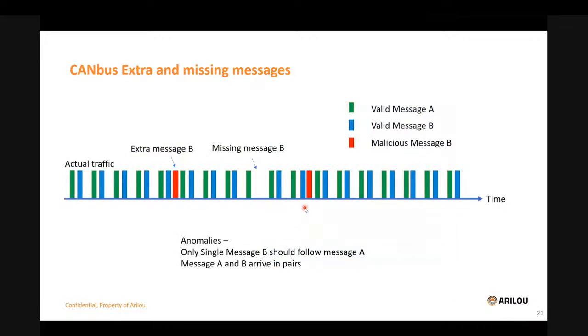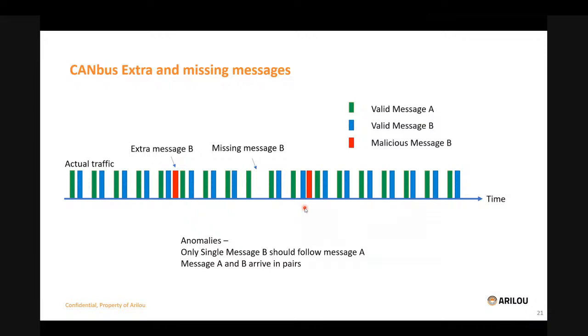Other cases. Here we have messages which appear in pairs. Let's say it's a request and response. You have A, which is the request, and B, which is the response. As long as they appear in pairs and within a predefined time, then we know that those pairs are okay.